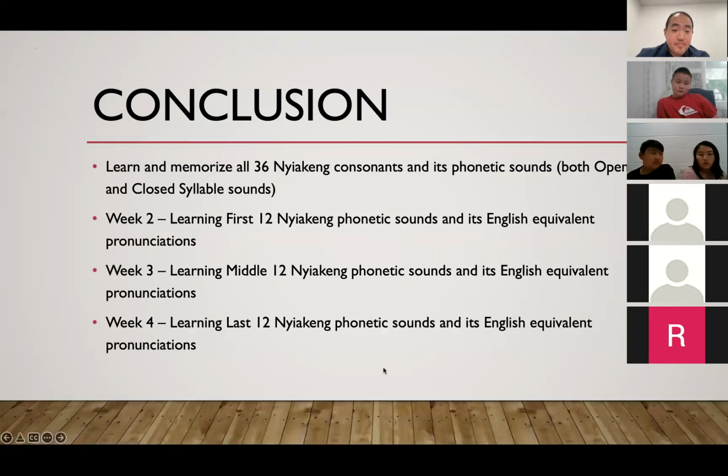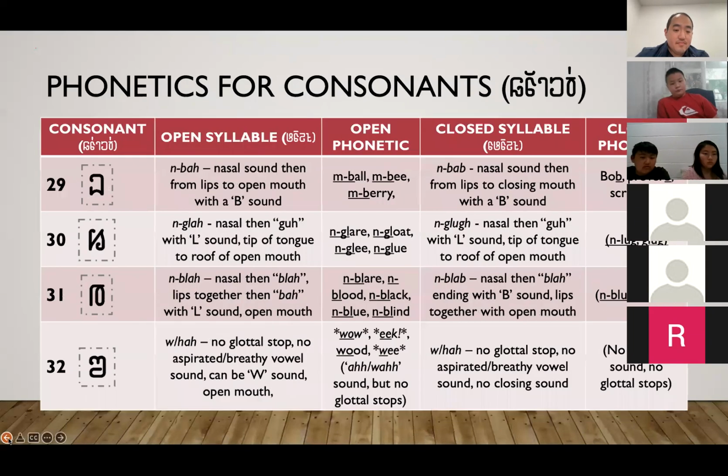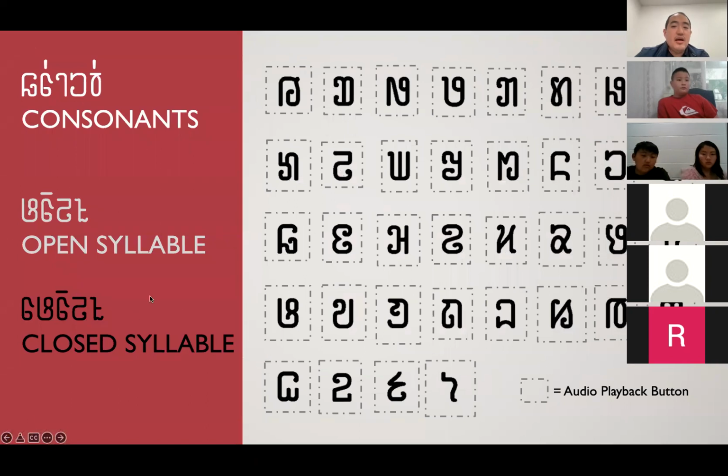Okay. We learned the first week, the second week is actually the first 12 Nhiakeng. Third week is the middle 12 Nhiakeng. This week is the last 12 Nhiakeng, right? So I'm gonna pick on someone. Elizabeth, how many total consonants are there in Nhiakeng Puachue writing? 36. 36, yes.